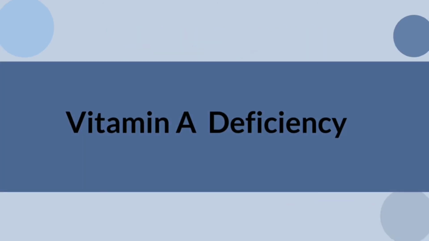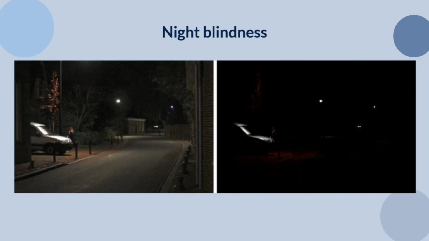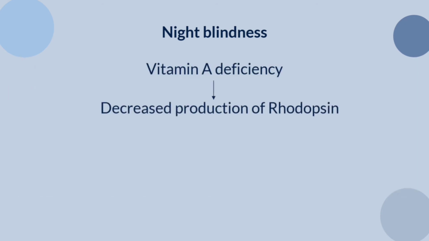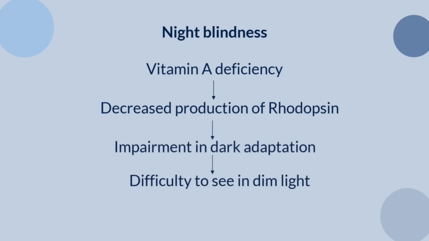Vitamin A deficiency. The first symptom of vitamin A deficiency is night blindness. A normal person in dim light will see like the left picture, whereas the person with night blindness will see in dim light like the right picture. This is because in vitamin A deficiency, there will be a decreased production of rhodopsin. This results in impairment in dark adaptation. This results in difficulty to see in dim light.